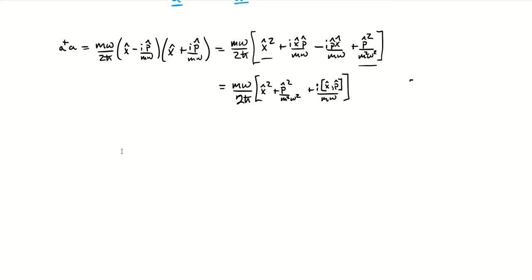And from last semester and our Heisenberg uncertainty principle, we know that the commutation relation between the position and momentum operator is i h bar, right? So if we plug that in, we get our Hamiltonian that we wanted, p hat squared over m squared omega squared. This i is going to make this all negative. H bar is going to cancel this h bar. M omega cancels the m omega. And this ends up just being minus 1/2, right? So that's what A dagger A gives us.